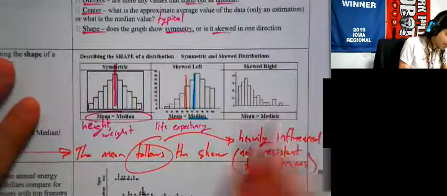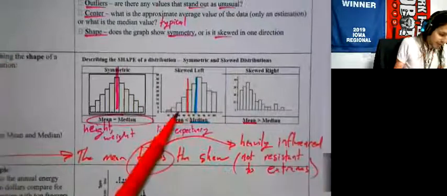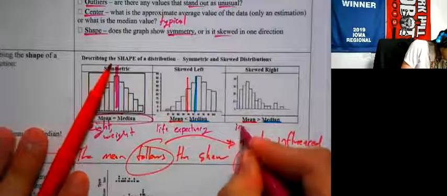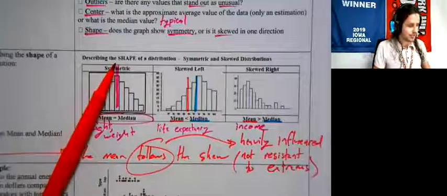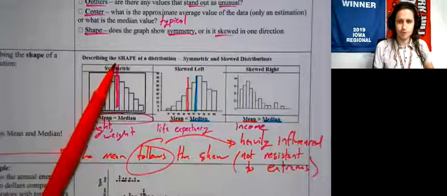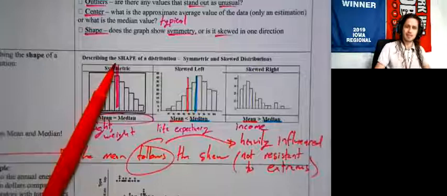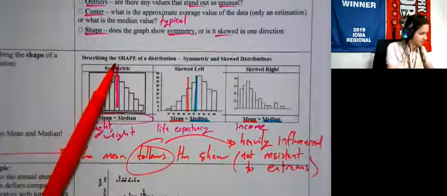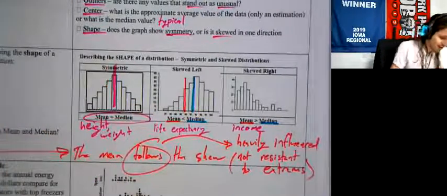Skewed right distributions where the mean is greater than the median. Again, mean in red, median in blue. What could this be? This could be income. This is how much money you're taking home every year. And I posit to you, what happens to the average income when Patrick Mahomes walks in a room? And what happens to the median income? Think about the difference between those two.